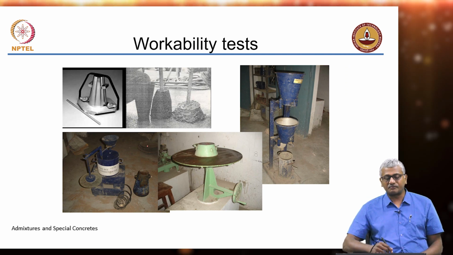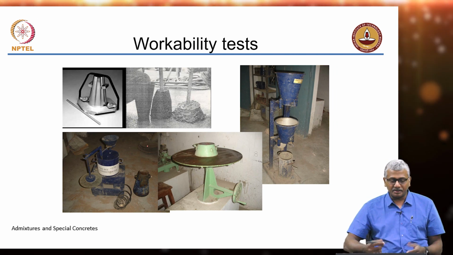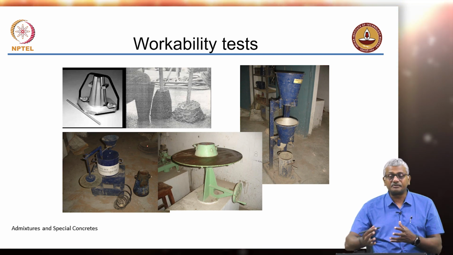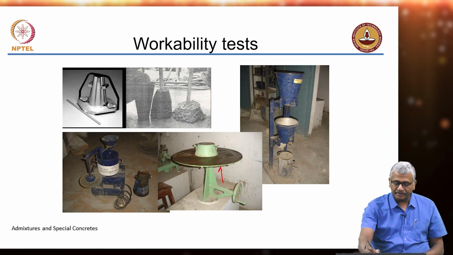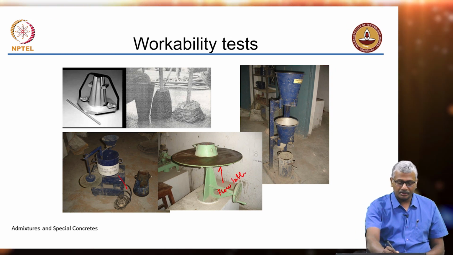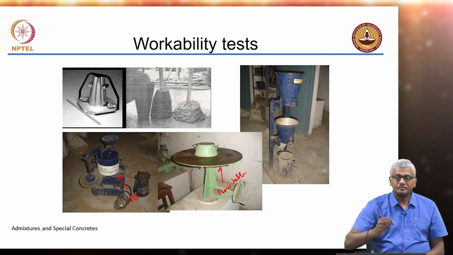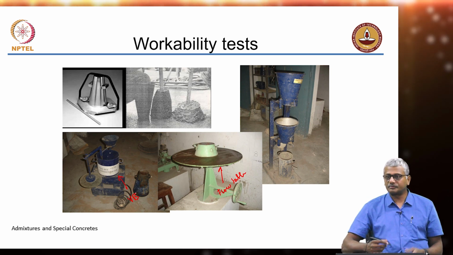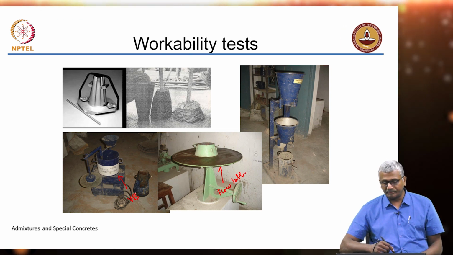So, there are different ways of testing workability, but nobody bothers about compaction factor anymore, of course, right. But for stiffer mixtures, you can use the flow table test or the VB test, because slump cannot be measured; slump is 0 for stiff mixtures. So, you can use the flow table or the VB test.